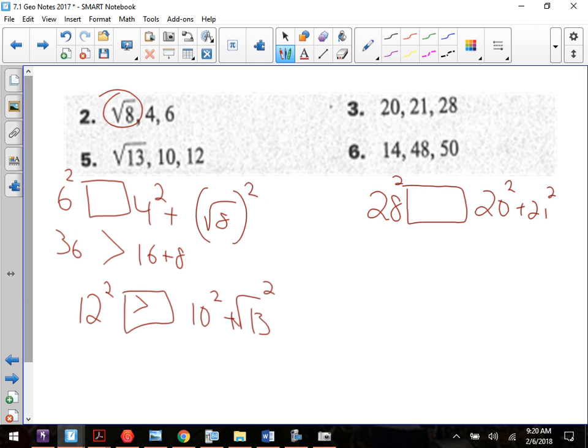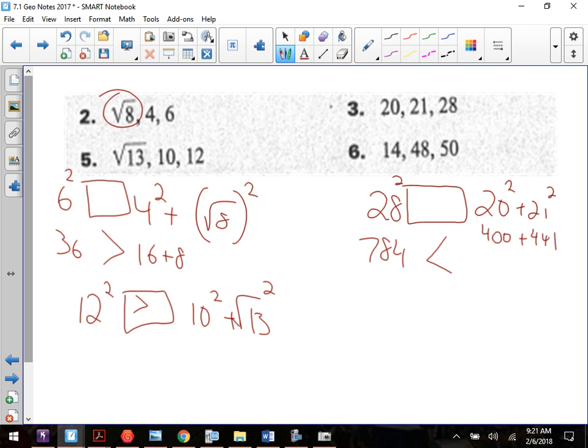28 squared. Something ends in a 4. 784. Thank you. This is 400, and that's a little bit more than that. So that means this is smaller, so then that would be not terrible, is it?